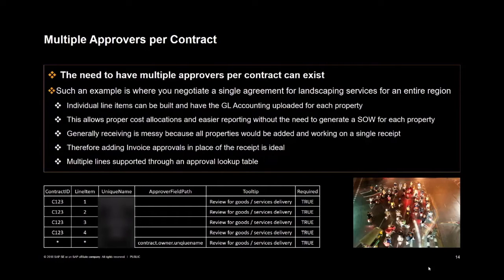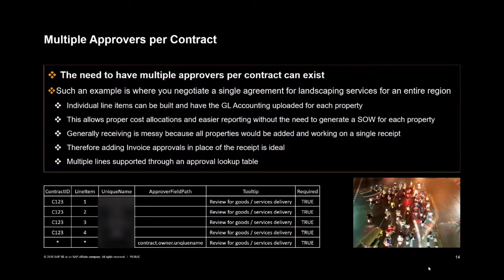So this can be a labor efficiency from a setup standpoint because you don't need to generate individual SOWs for each property. You can generate one master agreement and then execute all the properties on a single master. This is also cleaner than doing receiving, because if you have all of the properties doing receiving and working on a single receipt, because all the line items will be generated into a single receipt, that can get very messy with a lot of individuals trying to do receiving.